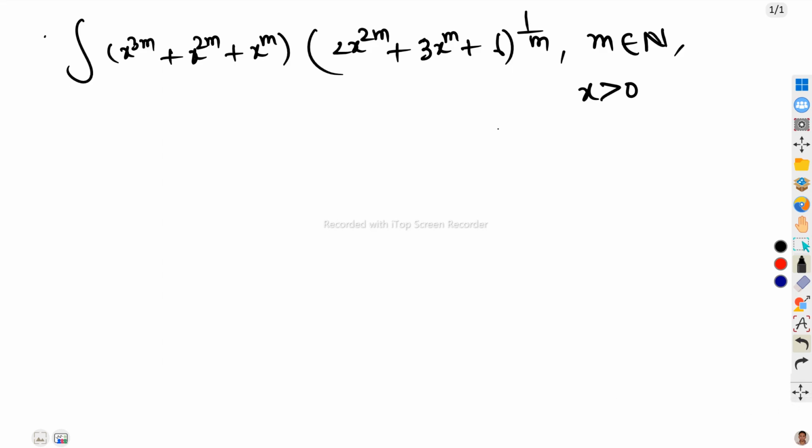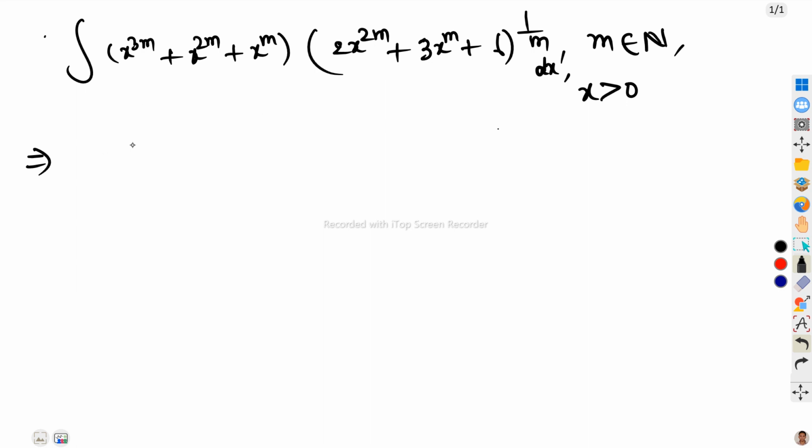Hello friends, we have been given an indefinite integration problem, which was asked in IIT 2002. So we are going to discuss the solution of this integration problem. We are going to integrate this, and we are going to use the substitution method to solve this problem.